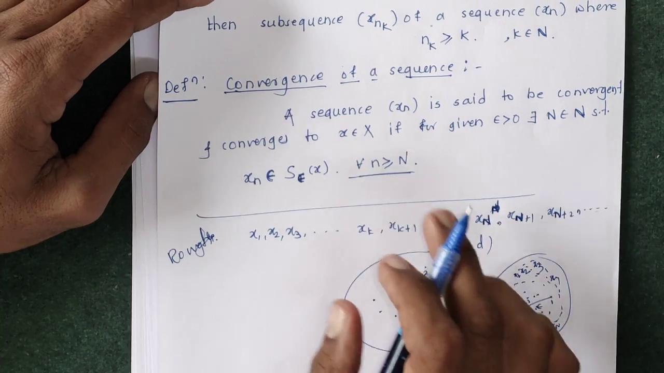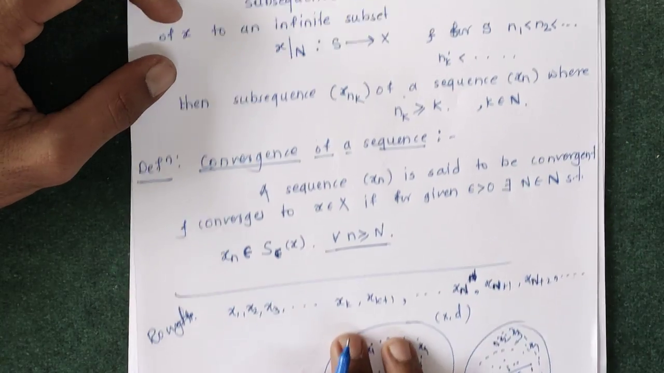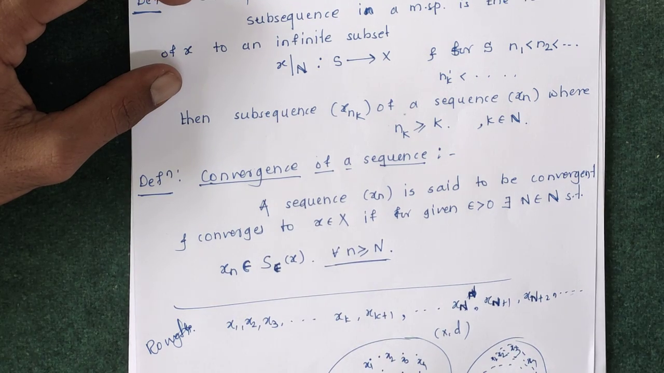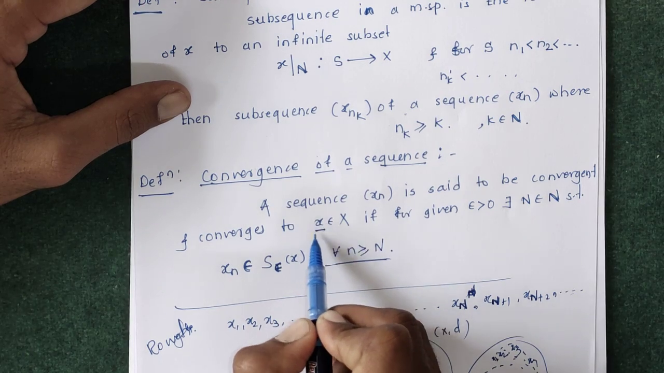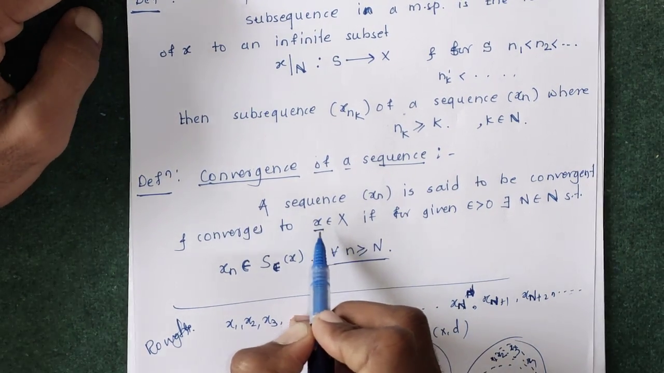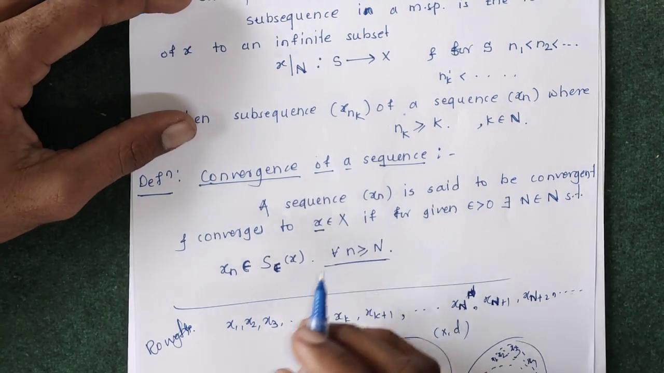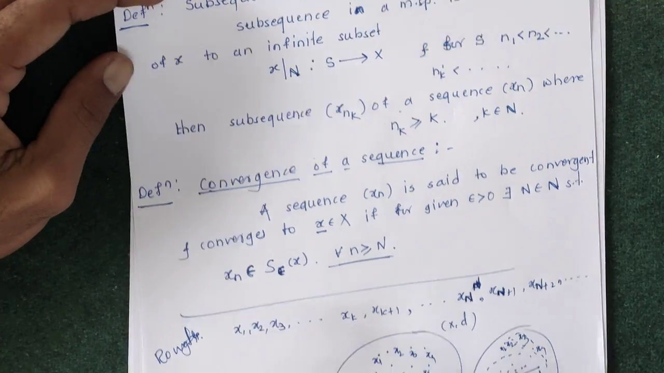This is the definition of convergence. Now if the sequence xn is convergent and converges to x, then this x is said to be the limit point of that sequence, and we denote that limit as n tends to infinity of xn is equal to x, or the limit of the sequence is x.